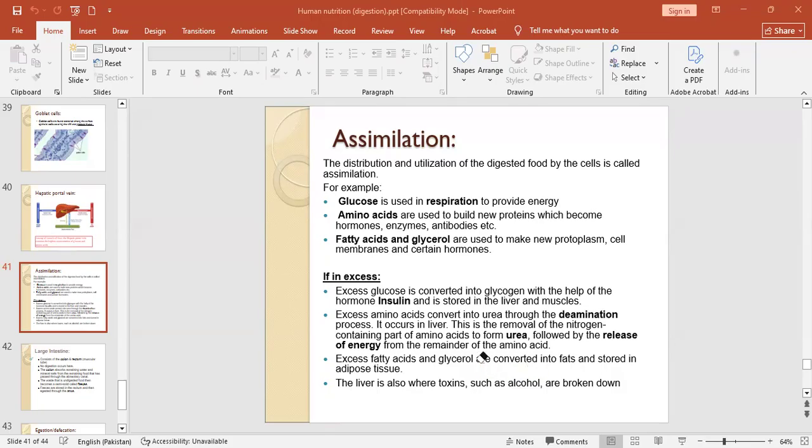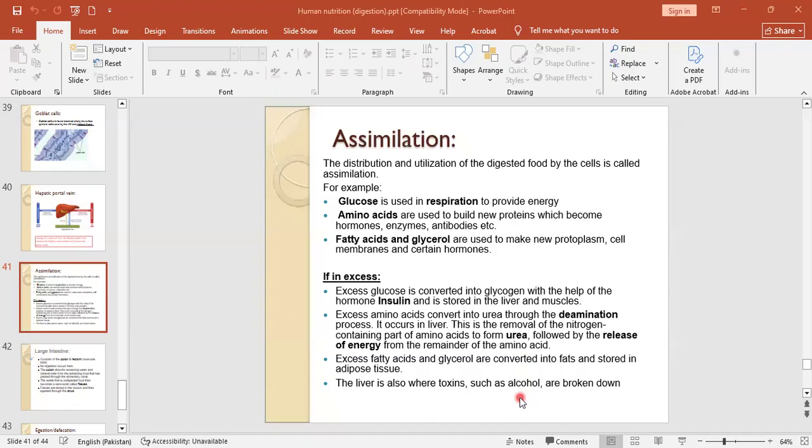Yes. All right. And lastly, the liver is the area where everything breaks down. If it's toxins like alcohol, it breaks down in the liver, right? And this is how alcohol is not good for the body, because the liver has to do extra work to break it down. And when the liver has to do the extra work, the liver gets exhausted. When the liver gets exhausted, then the liver suffers from different diseases, right? So that's why alcohol is not good for the body.